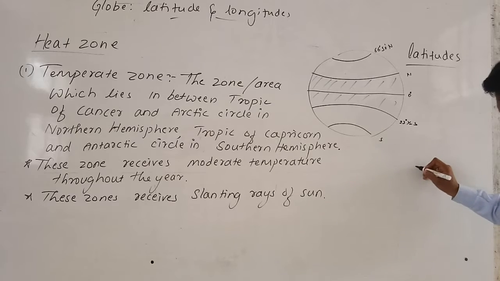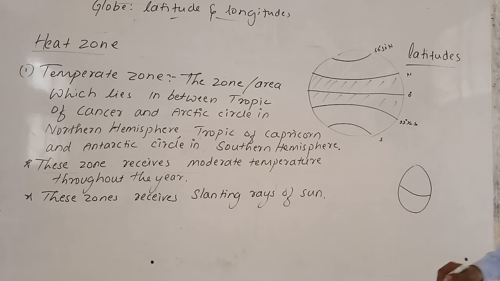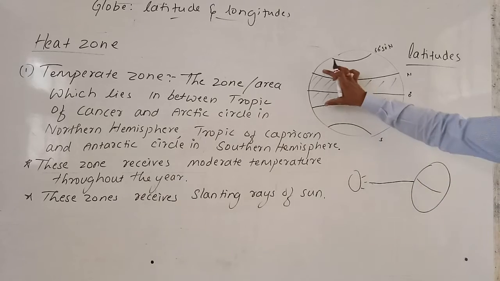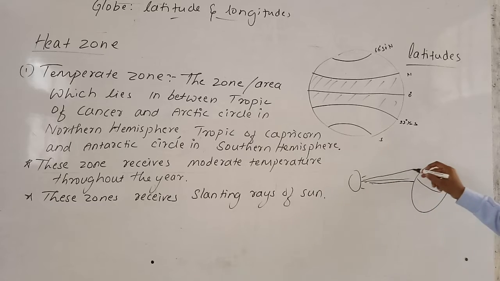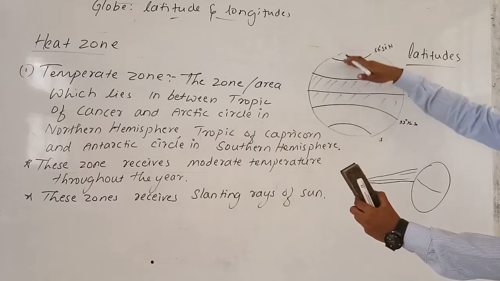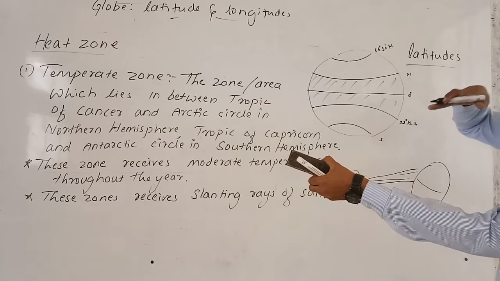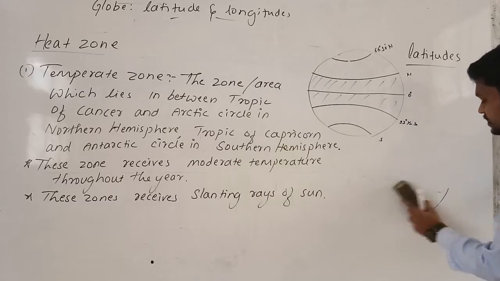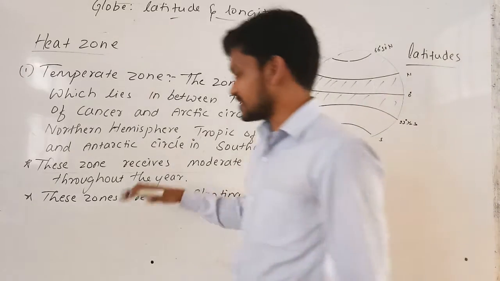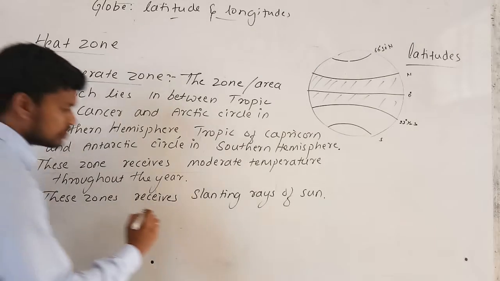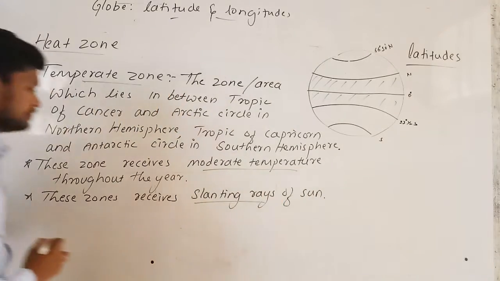Here it's the earth, here we have the equator. As I told, our earth is tilted, and here we have the sun. The sunrays fall directly on this area, in this zone. But these zones, the temperate zones, do not get direct rays, because the earth is tilted, so the sunrays fall in a slanting manner. So these zones will not receive direct sunrays, they receive slanting sunrays. That's the reason it prevails with a very moderate temperature throughout the year.